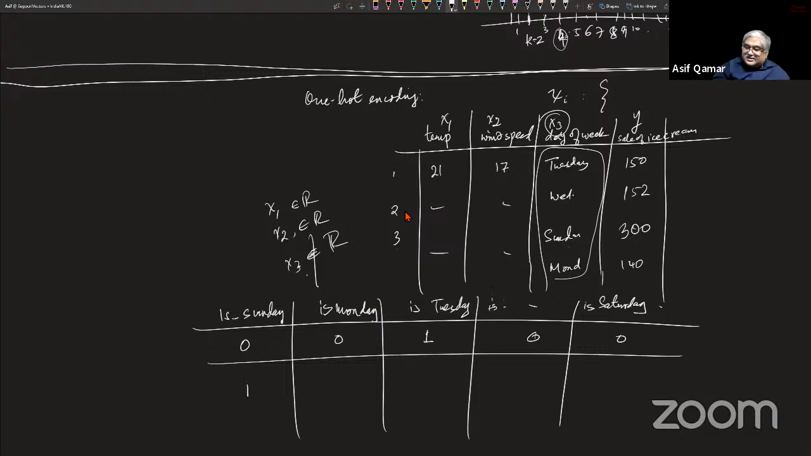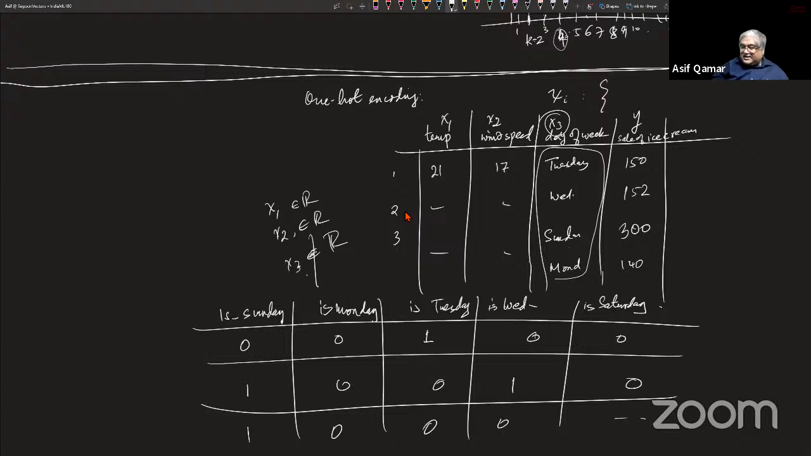So here we go, is Wednesday, so here 1, 0, 0, 0. For the third data, it seems to be Sunday, 1, 0, 0, 0, 0, etc. You get the idea, right? So now what has happened is this x3 has become multiple variables. Let me call them x3, x4, x5, x6, x7, and so forth. Now, are these values numbers? They certainly are numbers, they're 0 and 1. Do you see that?